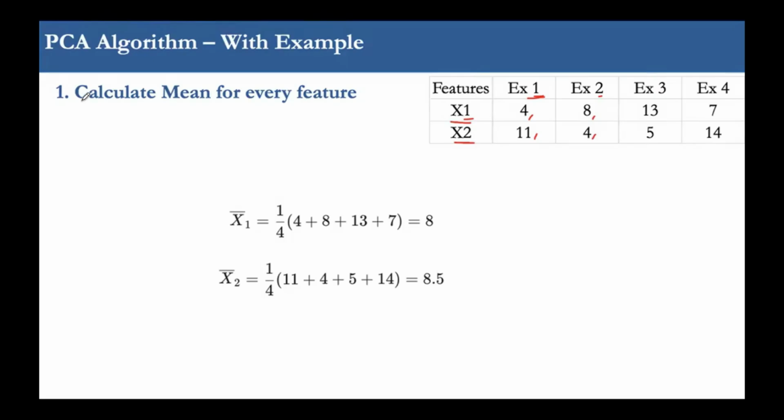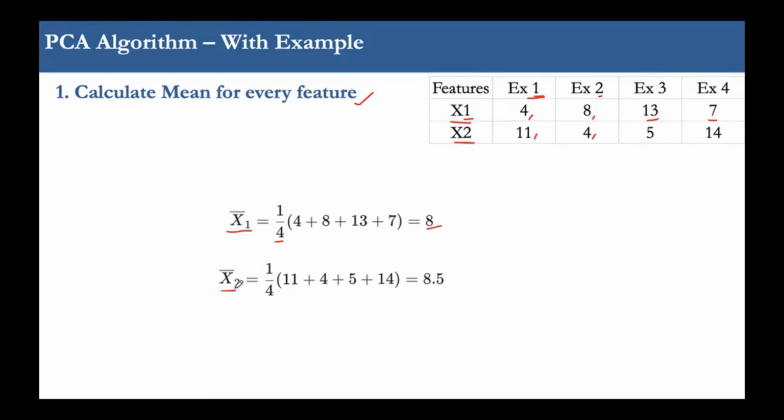The first step is to compute the mean for every feature. So the first feature is x1. We will be computing x1 bar, which is equal to 1 by 4. 4 is the number of data points. And the first feature we have 4, 8, 13, 7. So it is 4 plus 8 plus 13 plus 7 divided by 4, equal to 8.